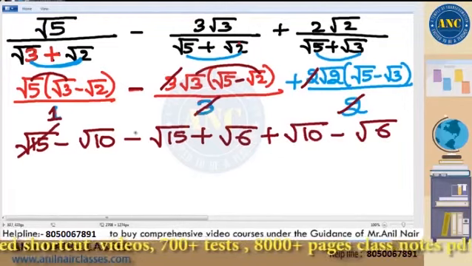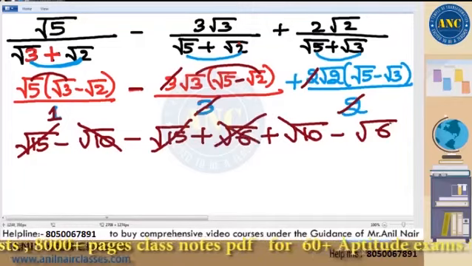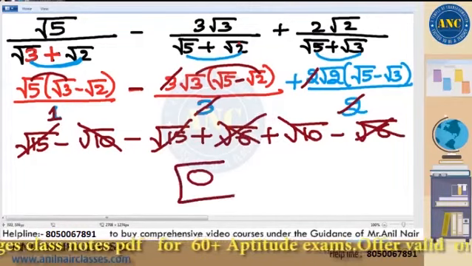What are you left with? Root 15 cancels. Minus and plus root 10 cancels. Minus and plus root 6 cancels. You are left with nothing, which is nothing but 0.